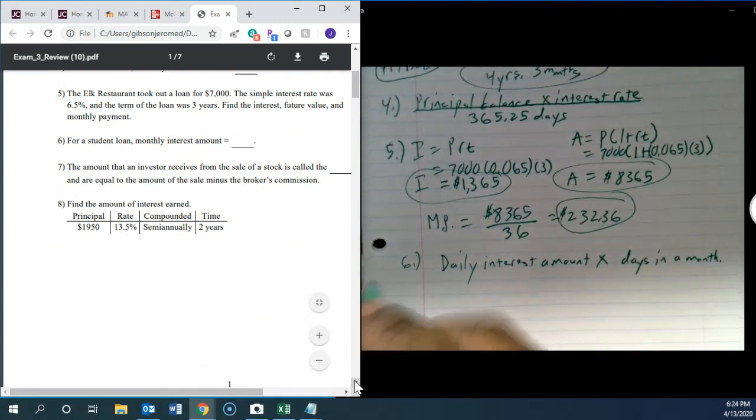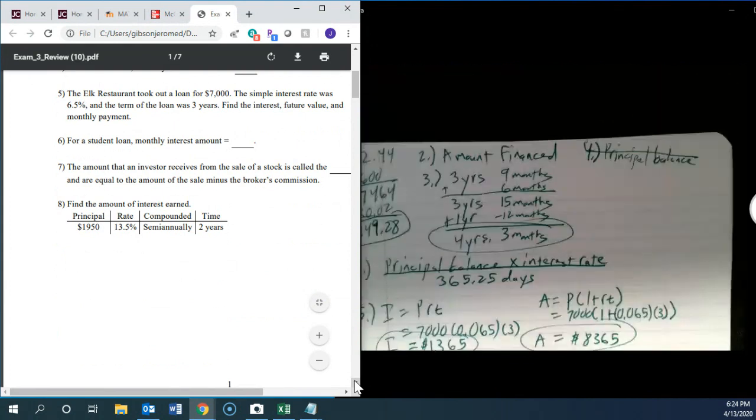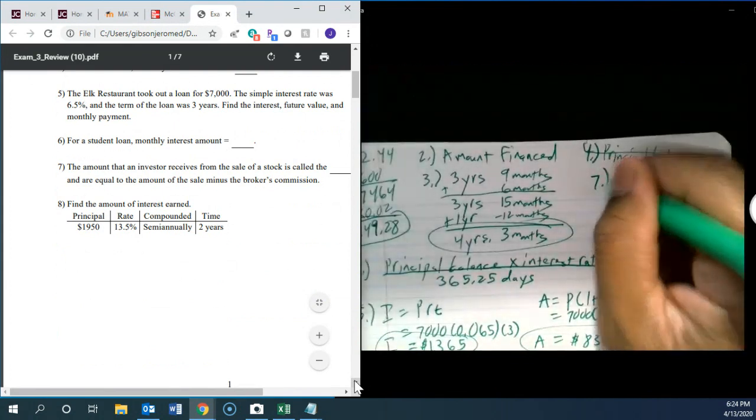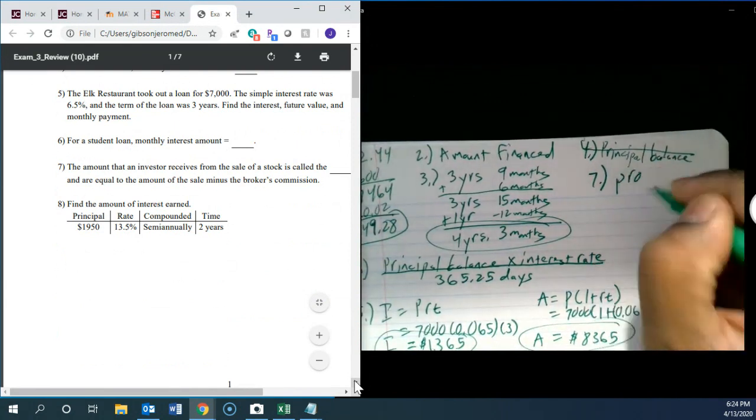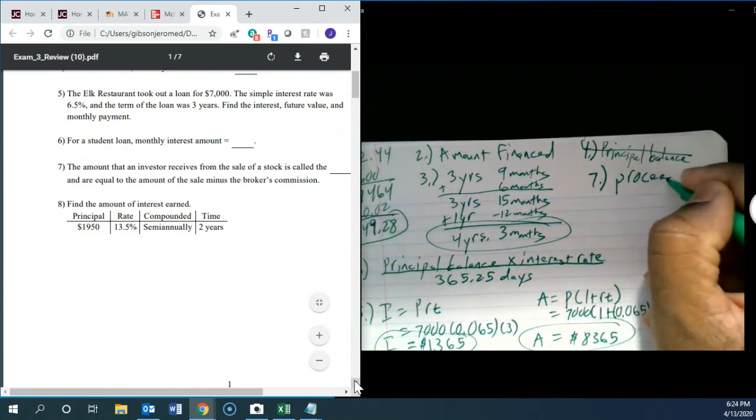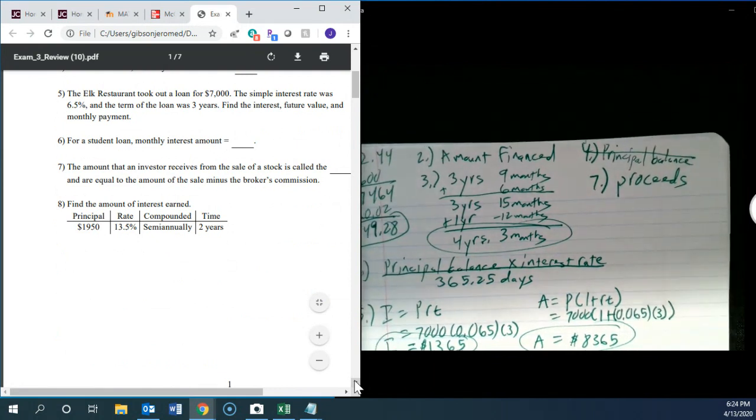Okay, number 7. It says the amount that an investor receives from the sale of a stock is called the blank and is equal to the amount of the sale minus the broker's commission. Okay, what I'm going to do for number 7, just to conserve some space, I'm going to write number 7 up here. The answer to number 7 is proceeds. So the answer to number 7, this is called the proceeds.